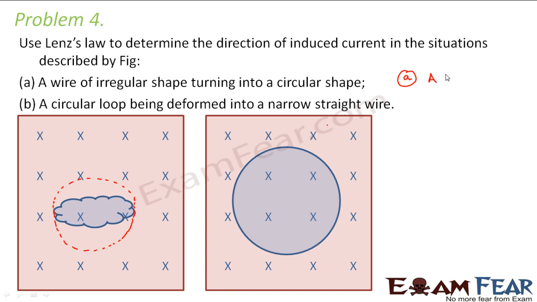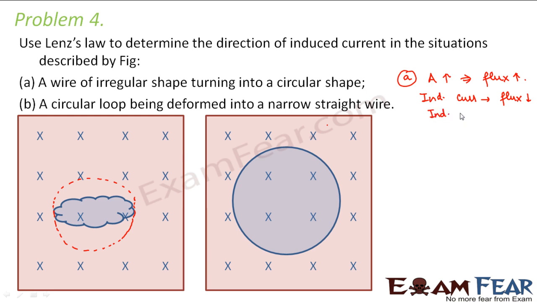Your area is increasing, so your flux is also increasing. Due to this increase in flux, induced current will be produced, and it will be produced in such a way that it opposes the change. What was the change? An increase in flux caused the induced current. So the induced current will try to decrease the flux. How will you decrease the flux? The flux will decrease when your induced flux is in the opposite direction. I told this before also, right?